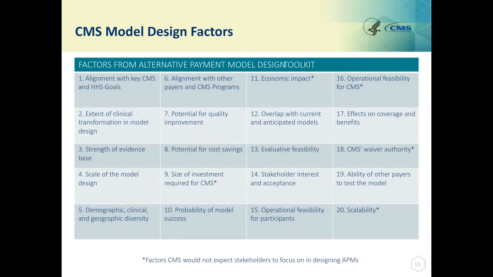As we think of the CMS model design factors, this is just a quick overview. Some of the factors include number 11, economic impact. Some of these things are outside of the realm of the ideas that are created. We have to do that internal to CMS to really think about how this affects the overall outcome as we talk about cost savings. Also, we have to think about number 19, availability of other payers to test the model, as we'll talk about other payer, all payer, meaning will we be able to scale this outside of CMS if we decide to expand this idea. Next slide, please.